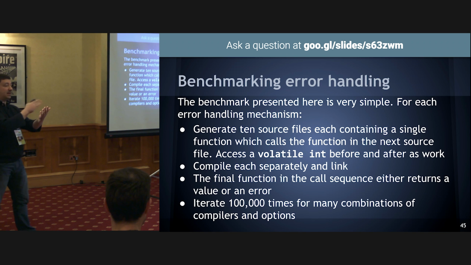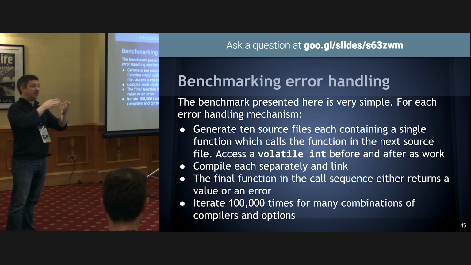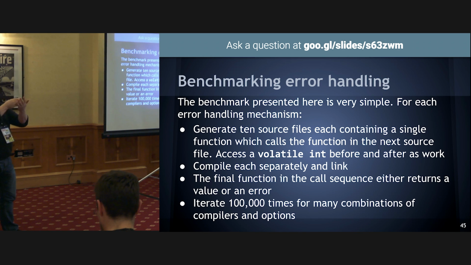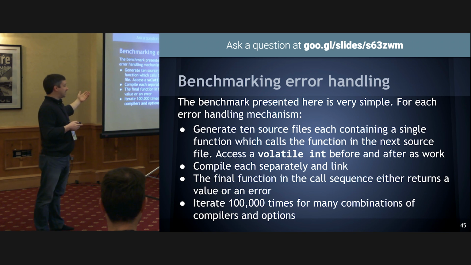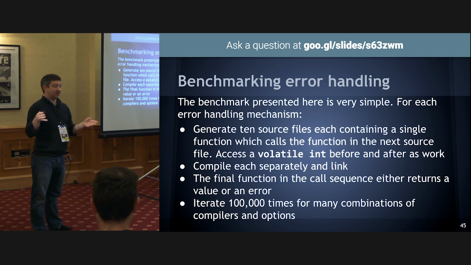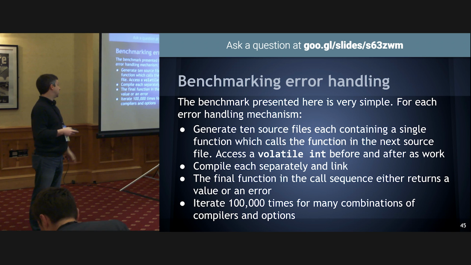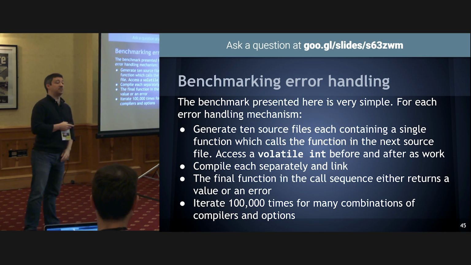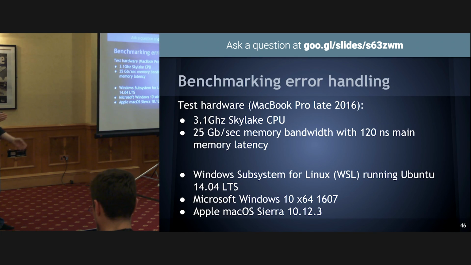So what you now do is compile each of these 10 source code files individually into their own object files, and link them. You don't turn on link time code optimization. You keep them all as separate things. They're all having to call into one another. They're not inlined or anything. In the call sequence, your 10th function either returns a value or an error. It doesn't actually matter which. We benchmarked both to see what would happen. And we iterated them 100,000 times to get some notion of average performance, for many combinations of compilers. So that's it. It's a really simple benchmark.